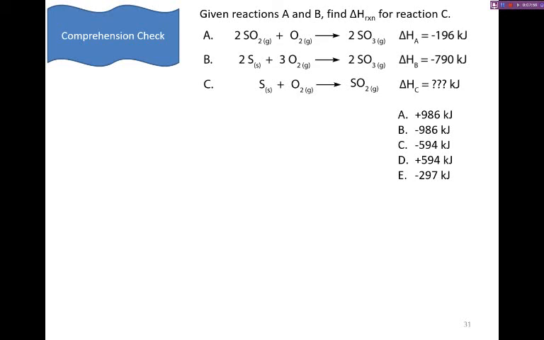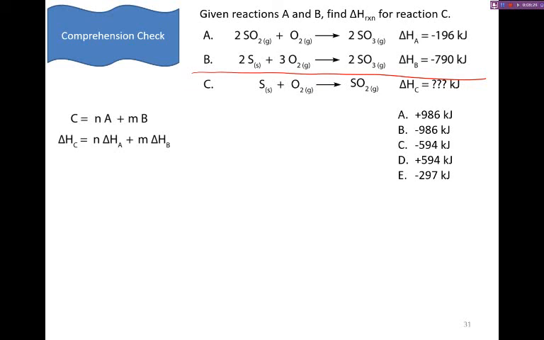Welcome back. So, what did you do for this? Hopefully you recognized that what we need to do is add together reactions A and B in some format to get the reaction C. And we need to manipulate A and B in order to get the proper amounts.